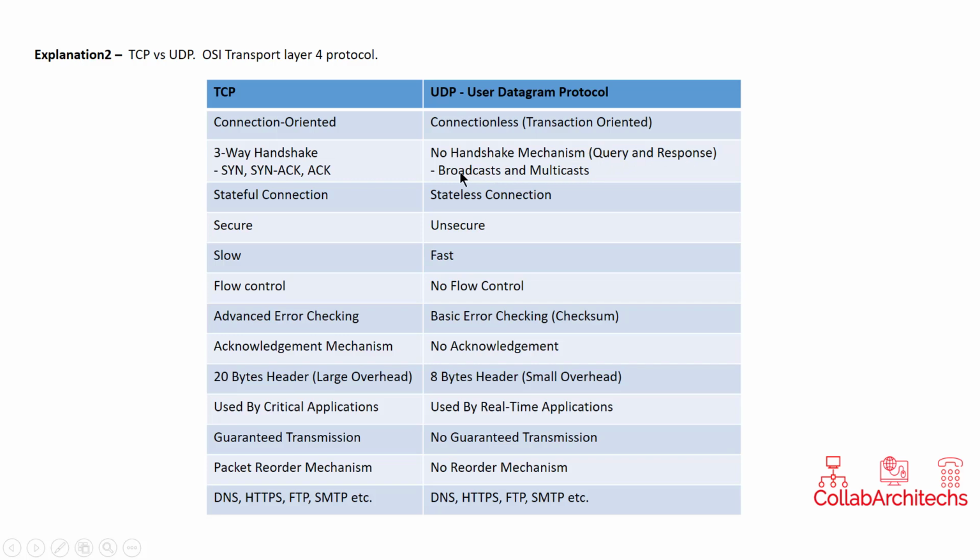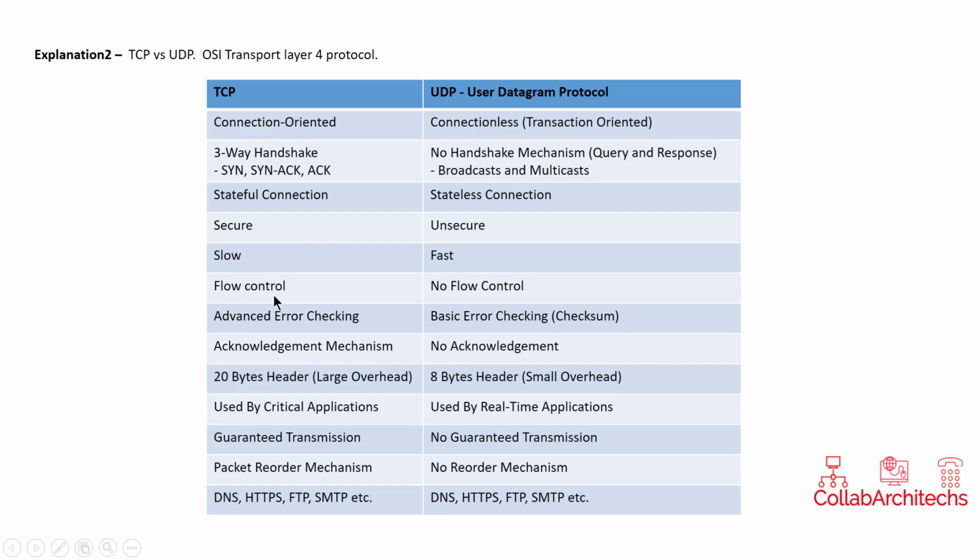It uses broadcast and multicast. TCP has a stateful connection and UDP has a stateless connection. TCP is secure, UDP is unsecure. TCP is slow. Why is it slow? Because it works on the connection-oriented mechanism. That's why it is slow. And UDP is fast because it works on the connectionless mechanism.